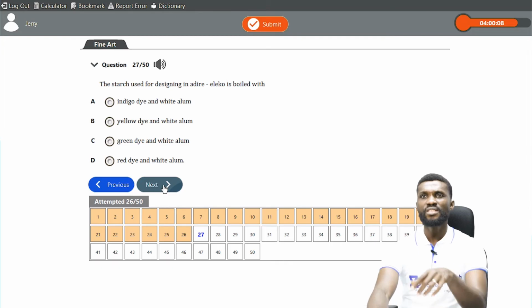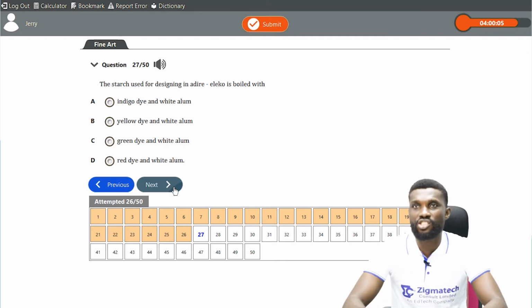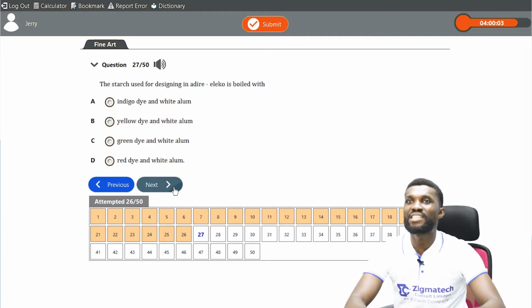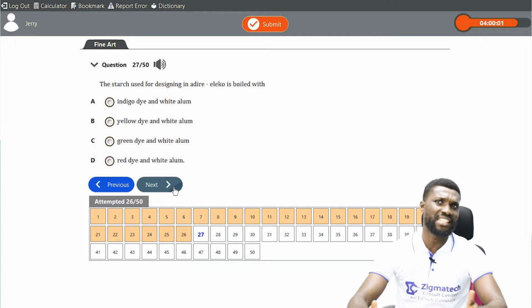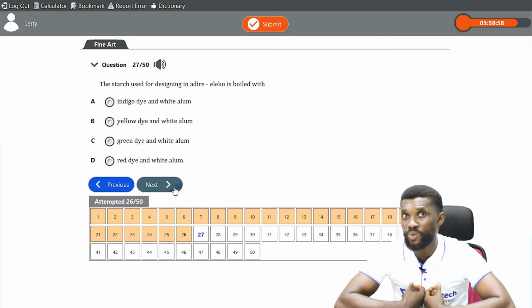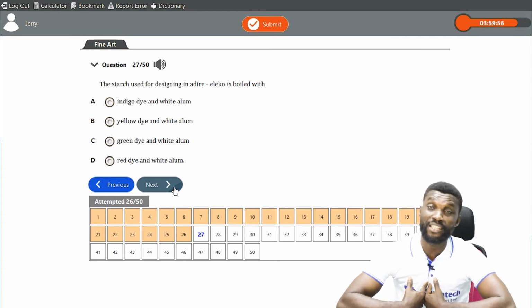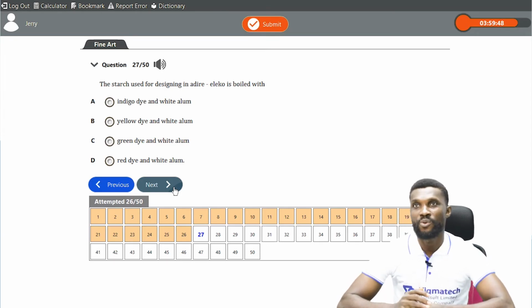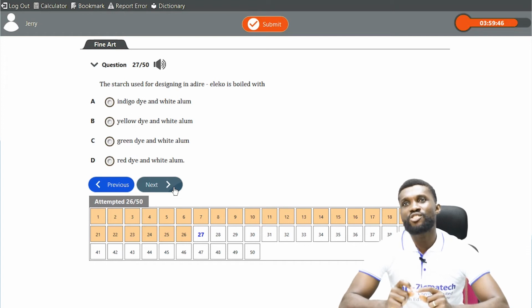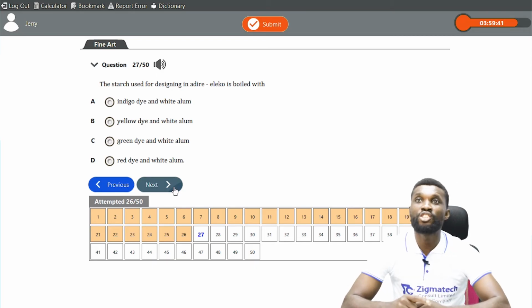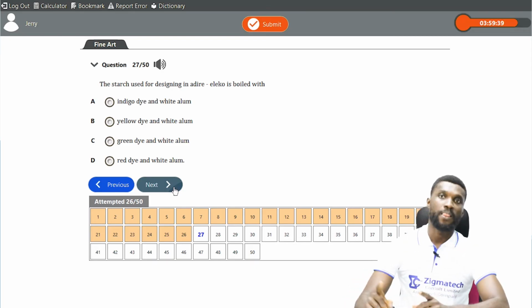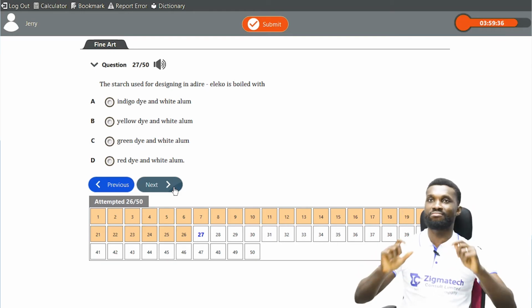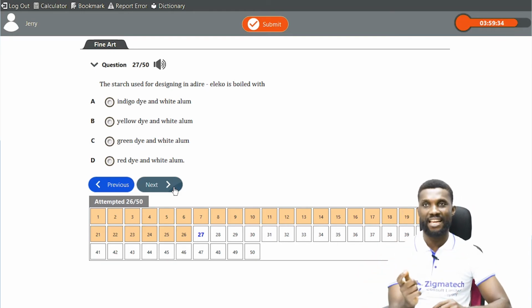So now let's continue. Now, the starch used for designing in adire. What is adire? Adire is tie and dye. So the English name for adire is tie and dye. You can call it adire eleko, which is the Yoruba name. Now they say the starch used for designing adire eleko is boiled with dash.